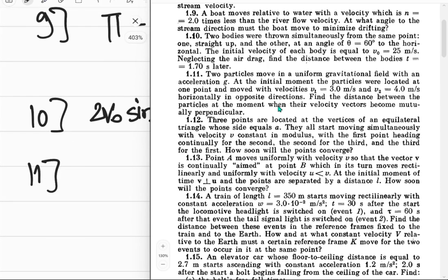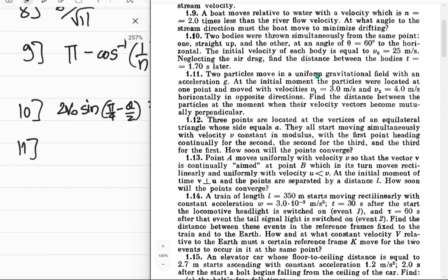11th. Two particles move in a uniform gravitational field with an acceleration g. At the initial moment, the particles were located at one point and moved with velocities this and this horizontally in opposite directions. Oh, so opposite directions. So you are not saying they are on the ground or anything. Okay, fine, so somewhere in the air. Yes, and then moving like this and this. Find the distance between the particles at the moment when their velocity vectors become mutually perpendicular.